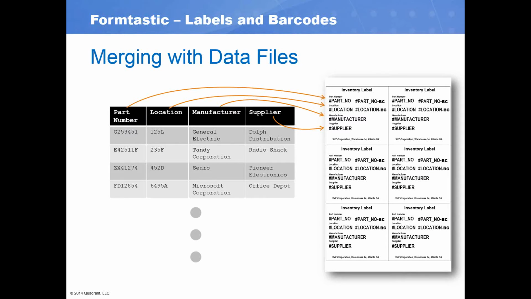Now, when merging a label template with a data file, what you need to do is map over the appropriate columns or field names into the label template. Our GUI editor allows you to do this. It's very easy. It's just a drag and drop process where you drag the field name into the location that you want on the label, and every time Formtastic creates a new label based on that data file, it looks at the next record and just populates the field data from that field.